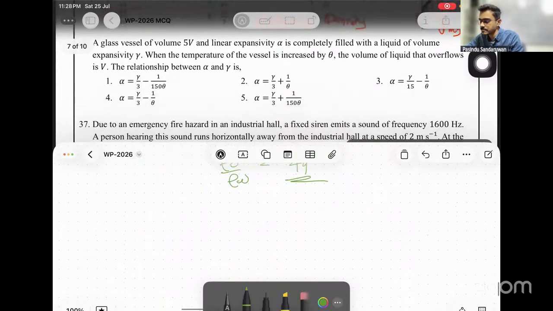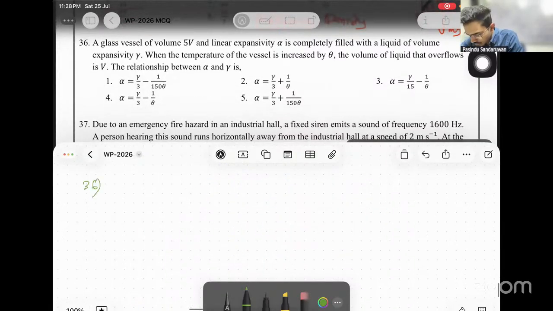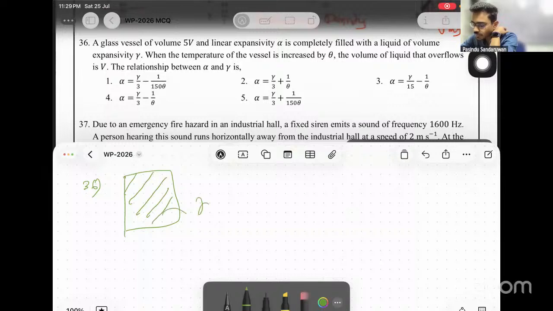36. A glass vessel of volume 5V and linear expansivity alpha is completely filled with a liquid of volume expansivity gamma. Okay, this is completely filled with a liquid of volume expansivity gamma, and expansivity of the glass is alpha. When the temperature of the vessel is increased by theta, the volume of liquid that overflows is V. The relation between alpha and gamma is.